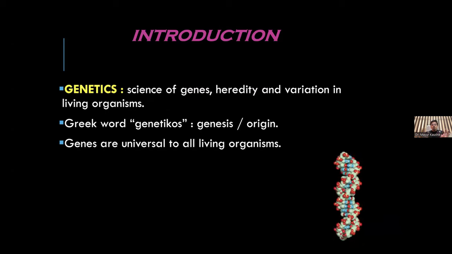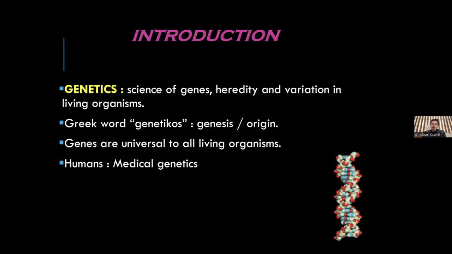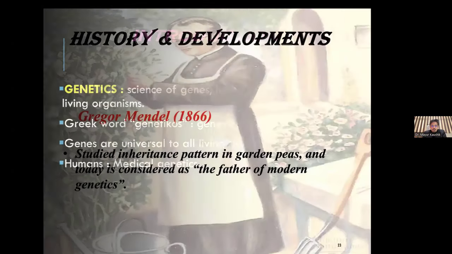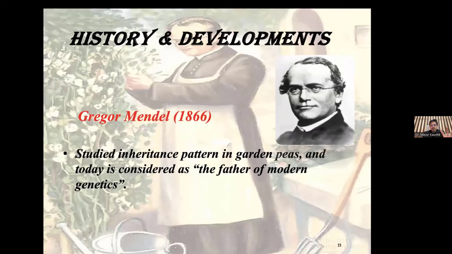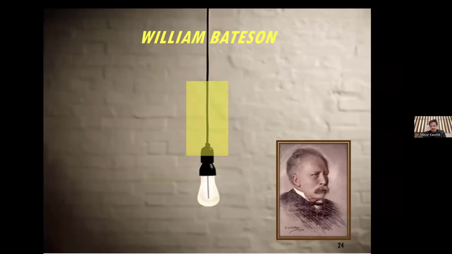And these are universal to all living organisms. Genes are not just in human beings, they are in animals and plants also. When we talk about humans, we call it medical genetics. So one thing which we have to remember is that plants also have genes. In fact, the first few studies, just a couple I'll be telling, were actually done with regard to plants. So whenever we are talking about the father of genetics, Gregor Mendel, his study was on the pattern of inheritance in garden peas. So plant studies actually initiated genetic studies in general.